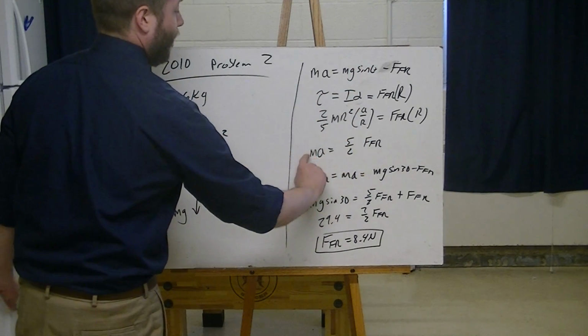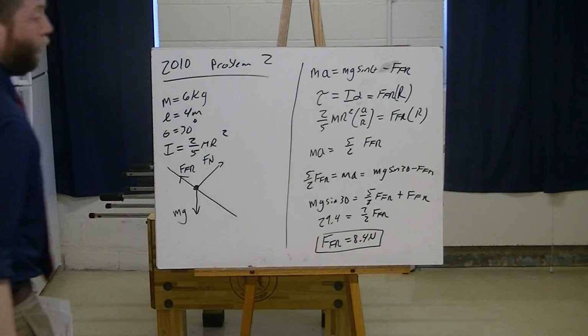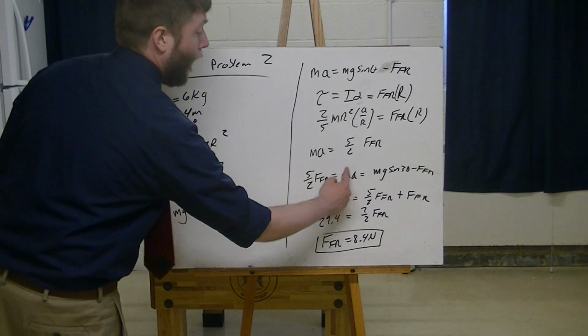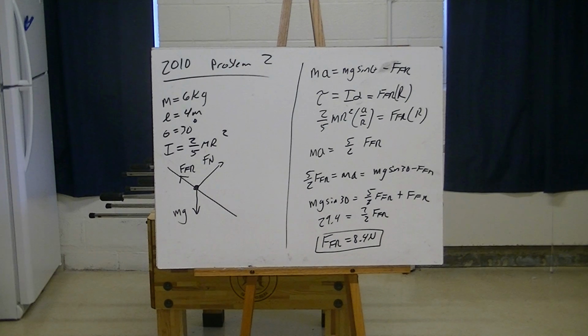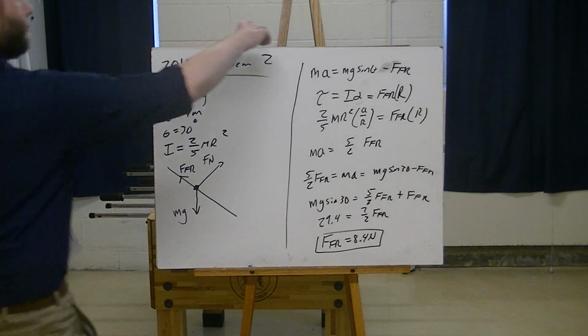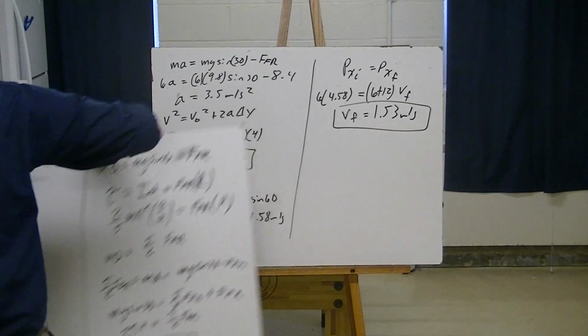And I'm kind of cheating here by setting MA equal to 5 over 2 force of friction because I know that MA term is going to be down there. Okay? Dramatic pause. Okie dokie. Moving on to the next part.